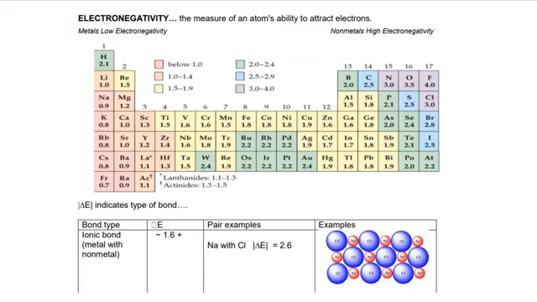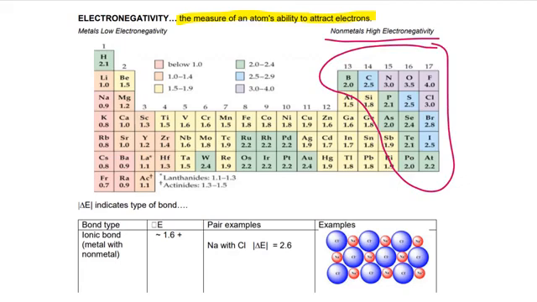When looking at bonding, the concept of electronegativity often comes up. Electronegativity is the measure of an atom's ability to attract electrons. Now, nonmetals have very high electronegativity. If we look at our nonmetals over here, they have very high numbers. We can see 2 point somethings, 3 point somethings, even 4 for fluorine.